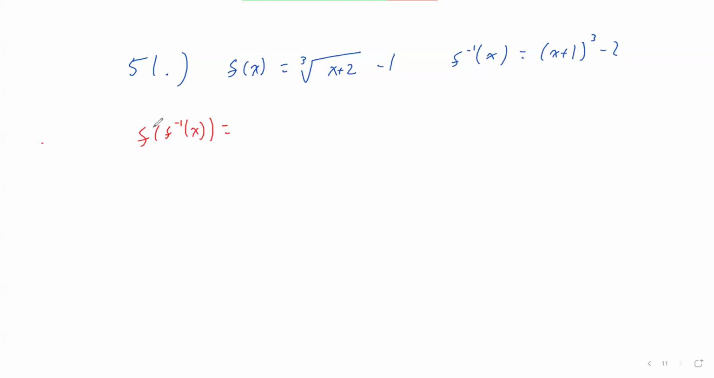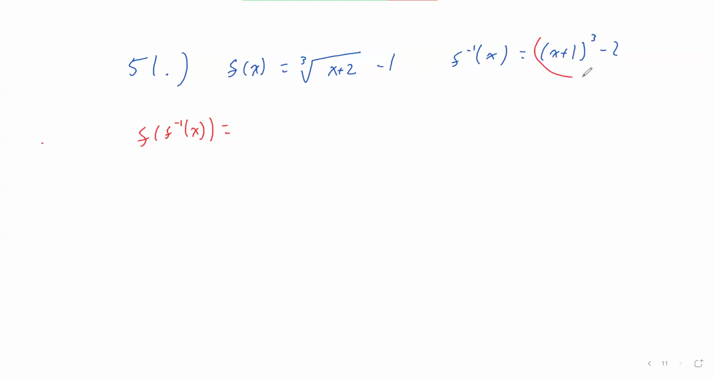In this one, it says, in each of the following exercises, verify that the two are inverses of each other. So you're given f of x equal to the cube root of x plus 2 minus 1. And then you're given the inverse is x plus 1 cubed minus 2. And this is asking you to verify. So to verify this, you would simply just find f of f inverse of x, and then also find f inverse of f of x.